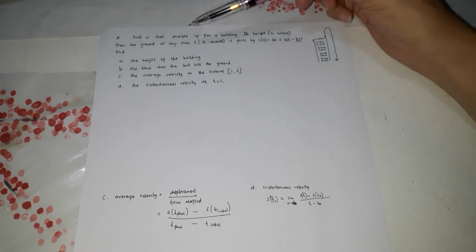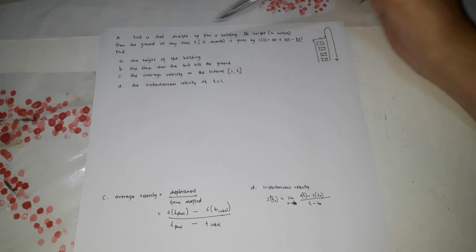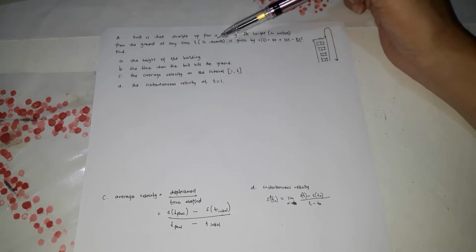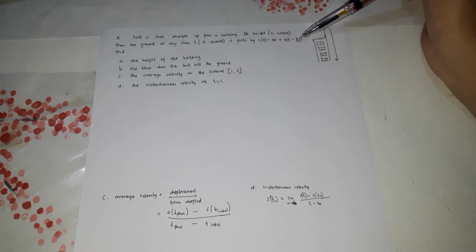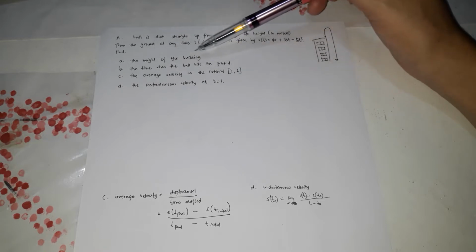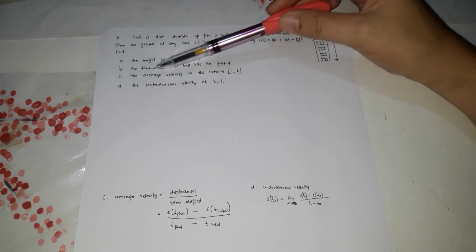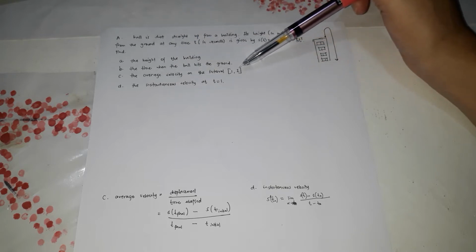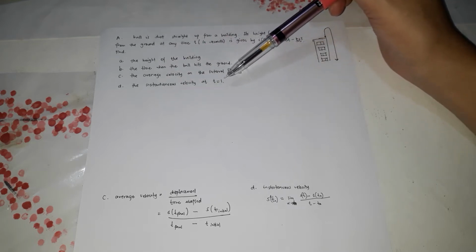Now we're going to use the derivative in problem solving. So this is our problem. A ball is shot straight up from a building. Its height in meters from the ground at any time t in seconds is given by the formula s of t is equal to 40 plus 35t minus 5t squared. Find A, the height of the building, B, the time when the ball hits the ground, and C, the average velocity on the interval 1 to 2, and the instantaneous velocity at t equal to 1.